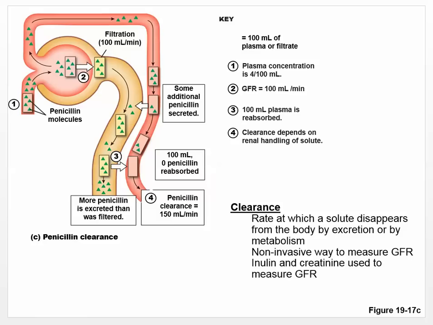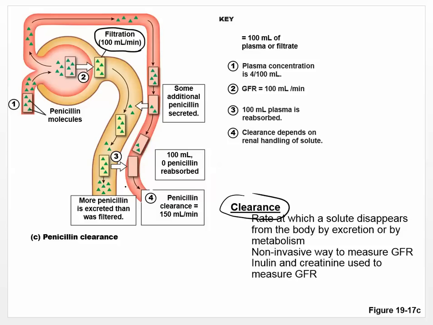However, this is penicillin, and this used to be a problem back in World War II when they first discovered penicillin and started using it, that the clearance for penicillin was very high. So let's just look at something. We have about 100 milliliters per minute being filtered. Okay, you see that? 100 milliliters per minute being filtered. That's how much penicillin is moving through.